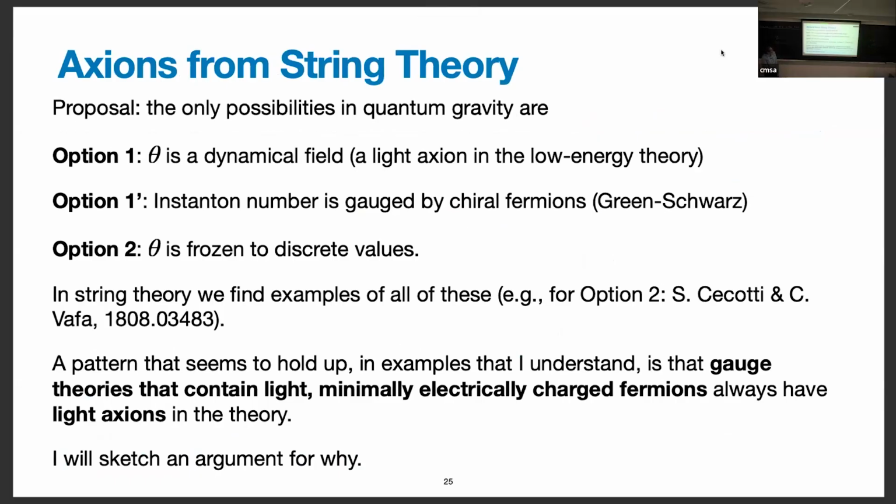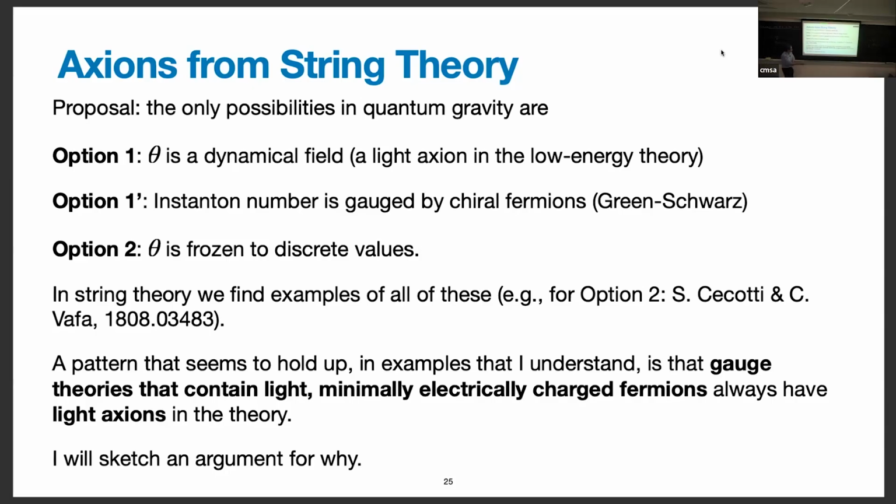So here's what I'm proposing, that in quantum gravity, either option 1, theta is a dynamical field, which is a light axion in the low energy theory. There's kind of an option 1 prime, which is a modified thing you can think of as gauging, where you have chiral fermions and a Green-Schwarz mechanism. Let me not linger on that because it would take me too long to explain to the people who aren't familiar. But basically, both of these options you can think of as different ways of gauging instanton number, and both of them actually happen in known string theory examples. Option 2 is that for some reason theta is frozen to discrete values. And here's the Cecotti-Vafa reference that I was just mentioning.